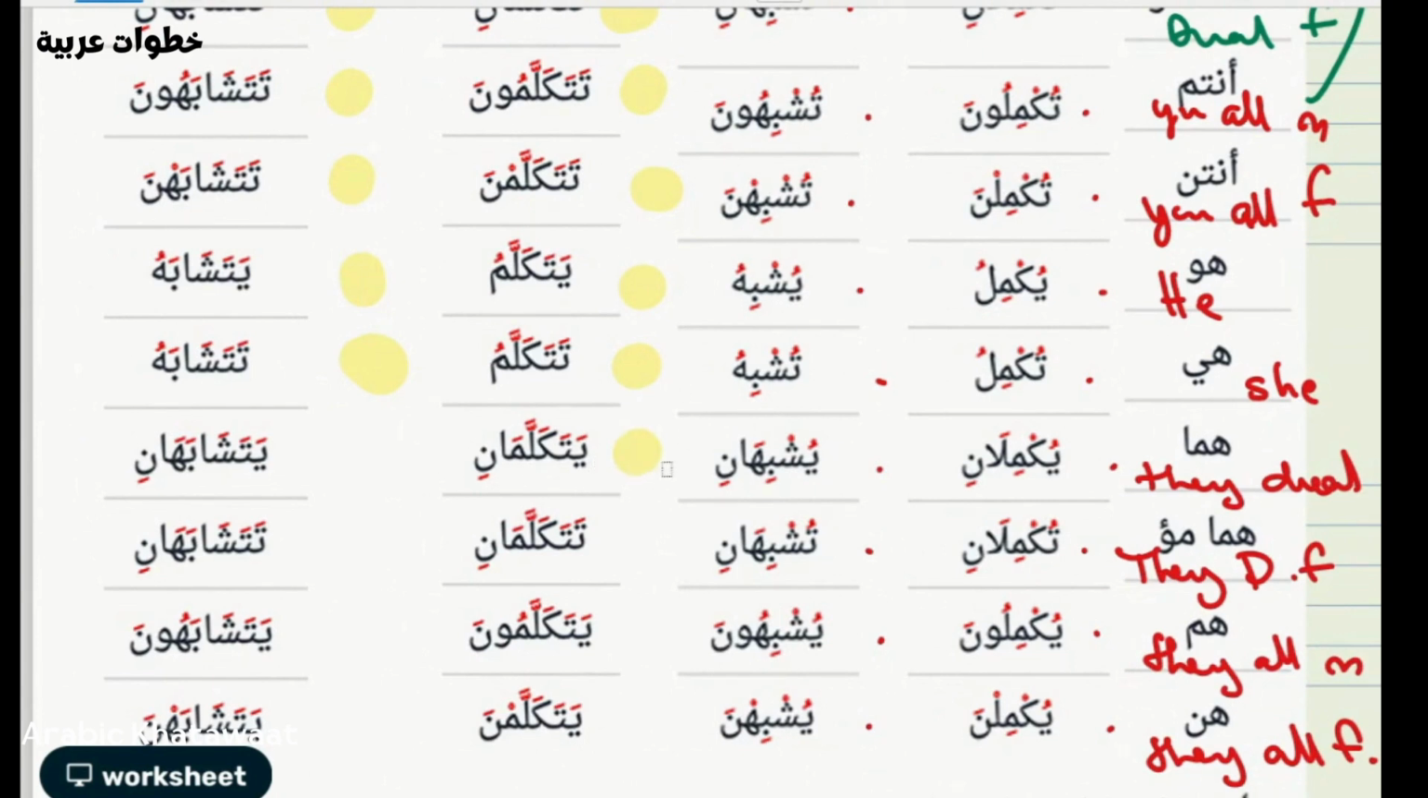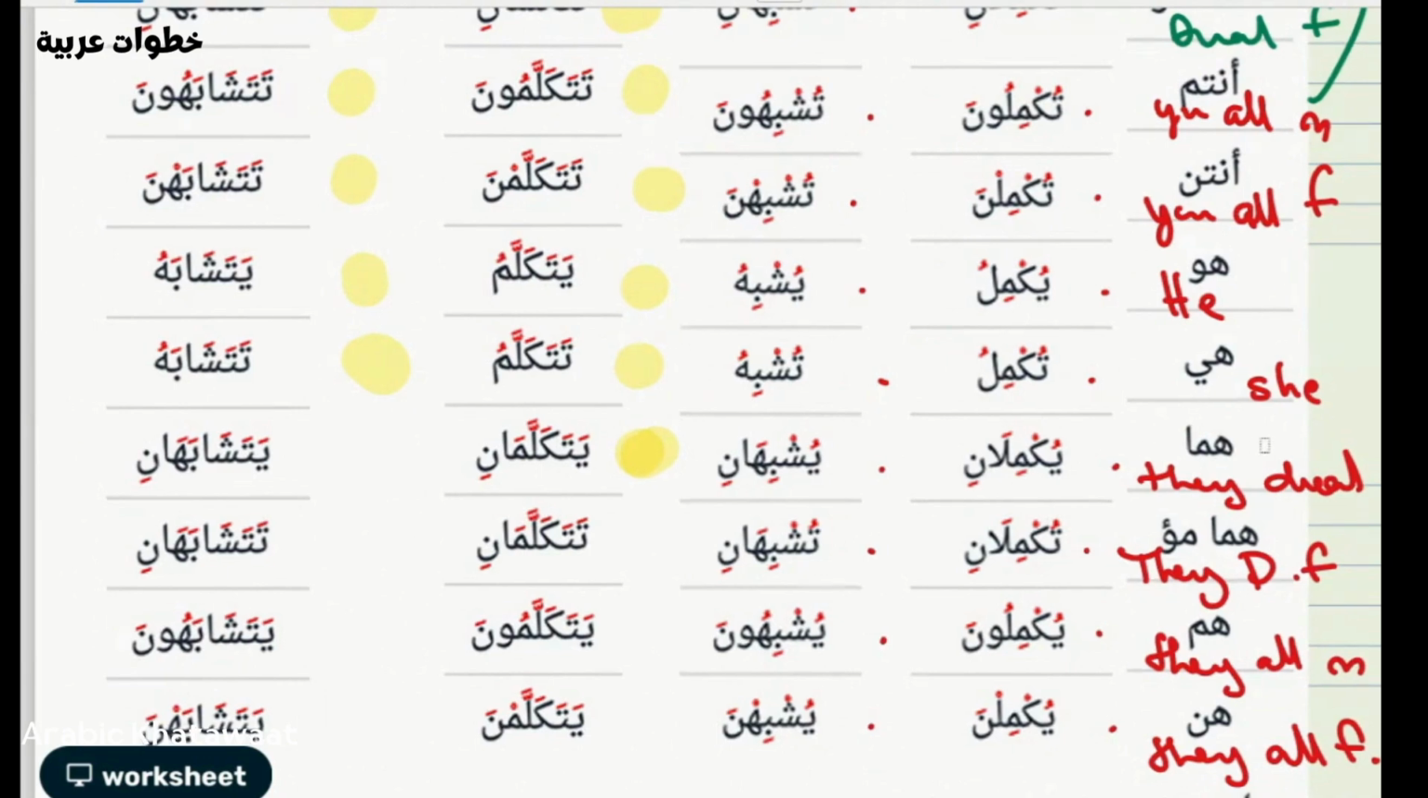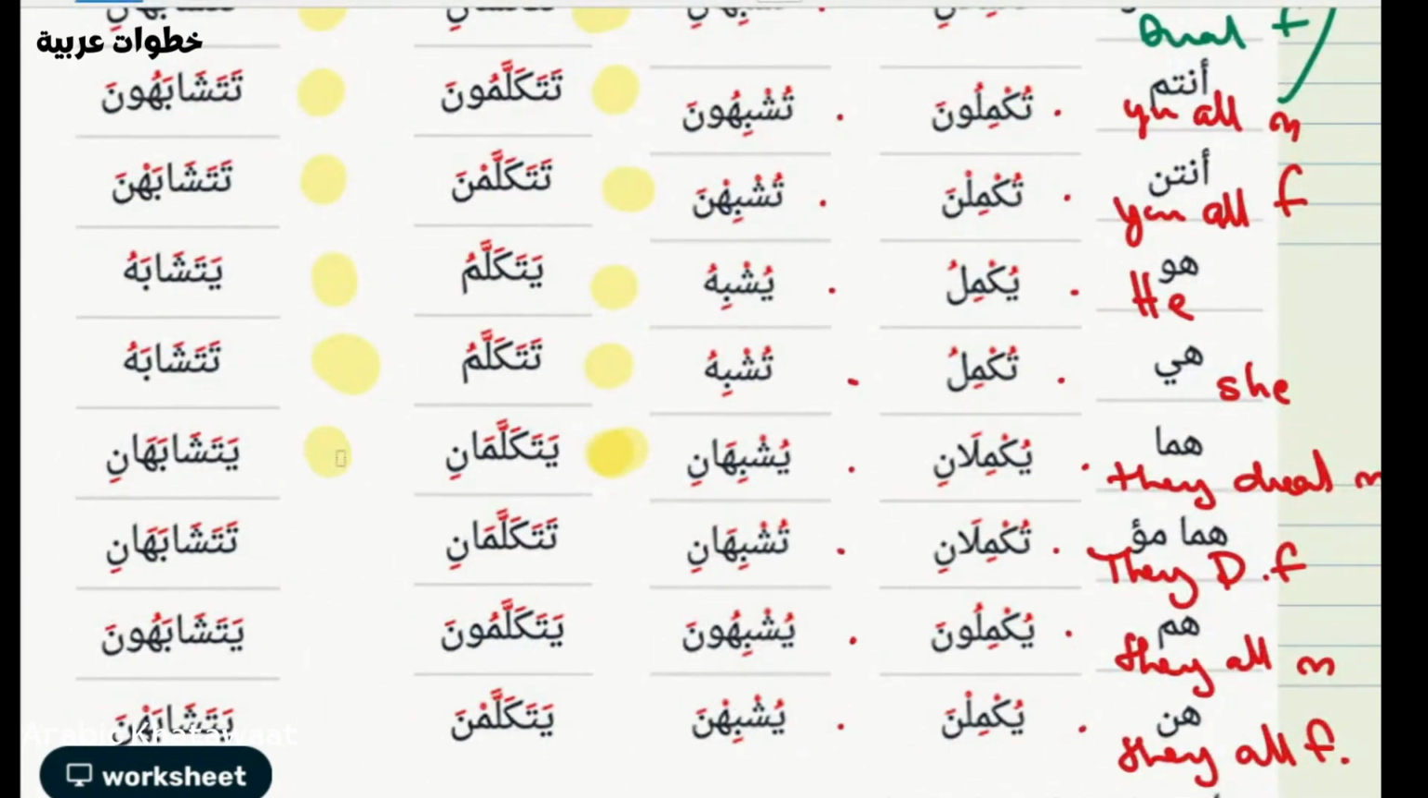تتكلم يتكلمان, ya for هما, and I'm talking to them. يتشابهان, تتكلمان تتشابهان, يشبهون يتكلمون يتشابهون. So يشبهون يتشابهون, totally different patterns, but the exact same root. يشبهن يتكلمن يتشابهن.